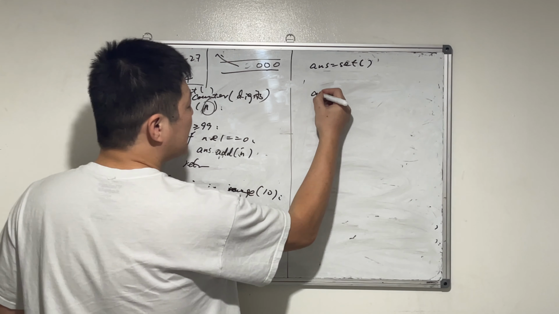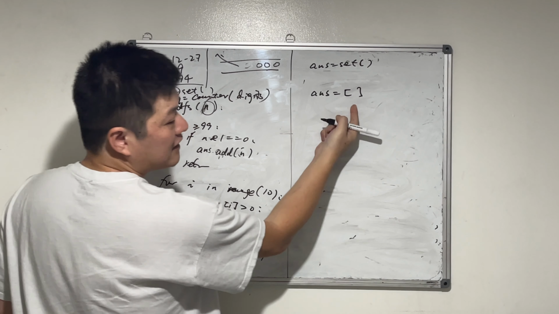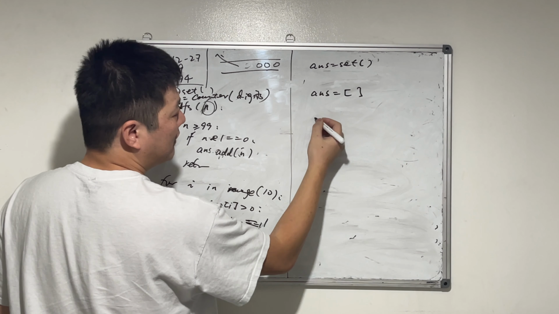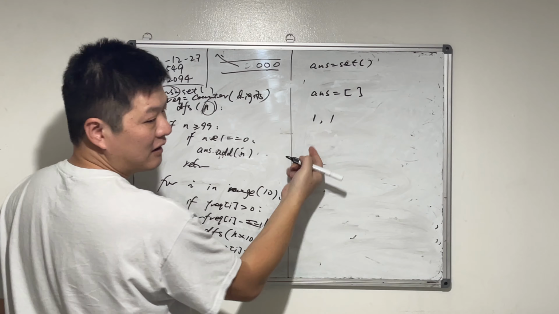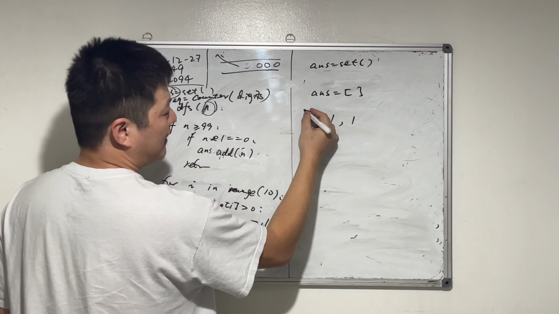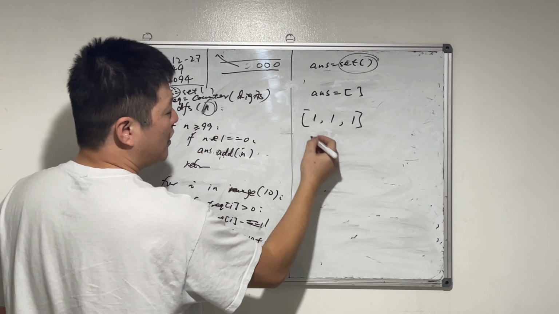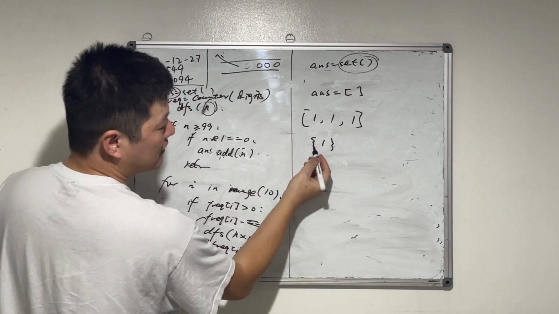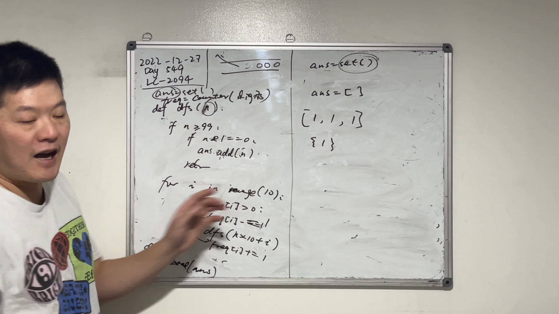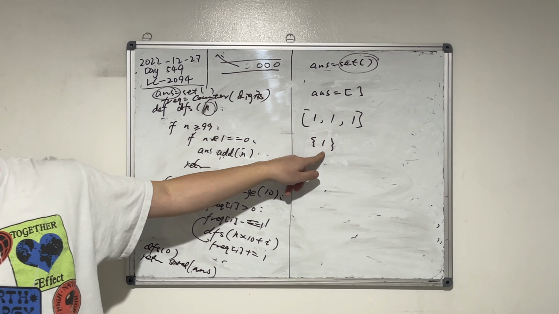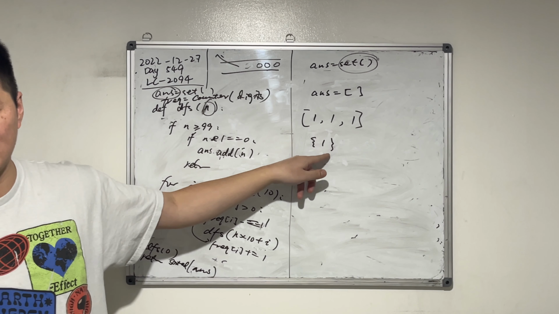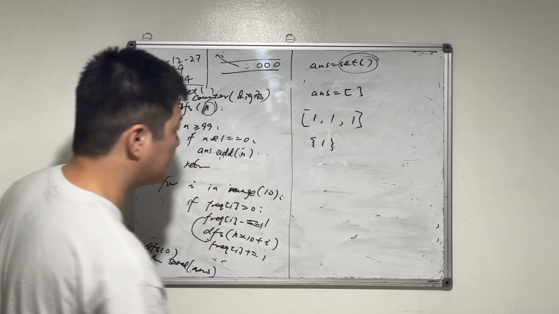For example, if answer is a list, answer dot append 1, answer dot append 1, another one, answer dot append 1. Right? You store 3 elements. But if answer is a set, using curly braces, answer dot add 1 again, nothing changes because 1 is already in the set. Okay, this is the major difference.